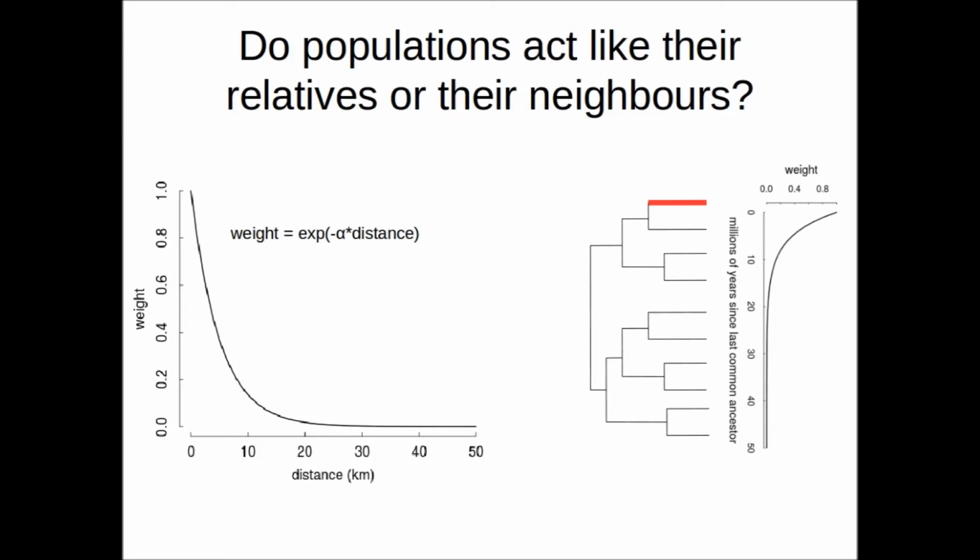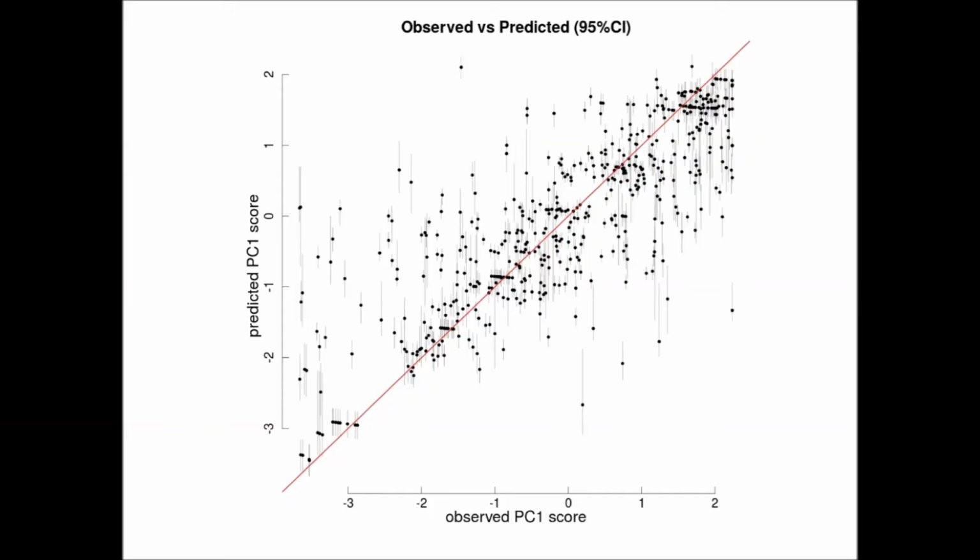We can do that with distance because we know the physical distance between populations, and we can do it with phylogeny because we have these species in a phylogeny. So if we have our target population, we know how closely related all the other populations in the database are to it, and we measure that with millions of years since the last common ancestor. So it's basically the amount of time since they diverged. We put this into a statistical model, and we can see here that it works pretty well.